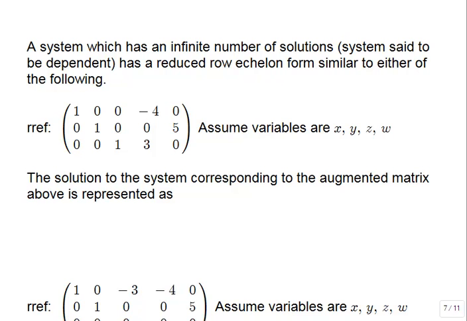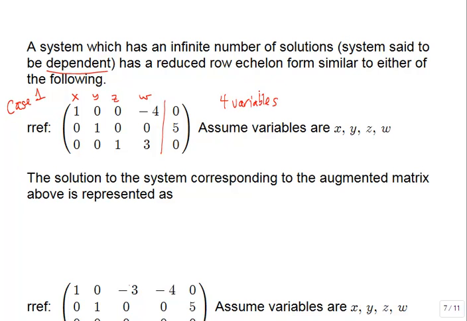Here's the first case. We say that a system which has an infinite number of solutions, so that it's considered dependent, will have a reduced row echelon form similar to either this case or the next one. So here's case 1. In case 1, we have 4 variables. X is column 1, Y is column 2, Z is column 3, and W is column 4, and that vertical line would be right here. So this is really a system with 4 variables.